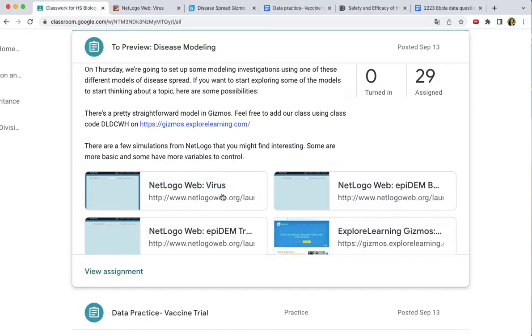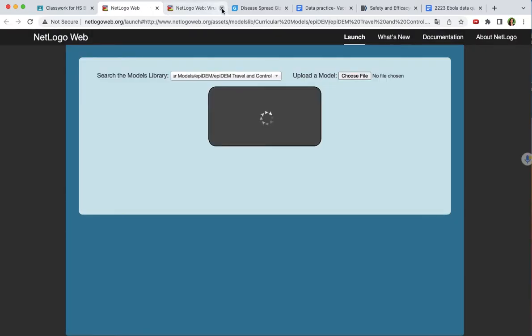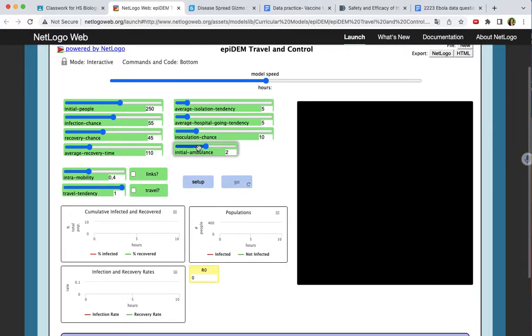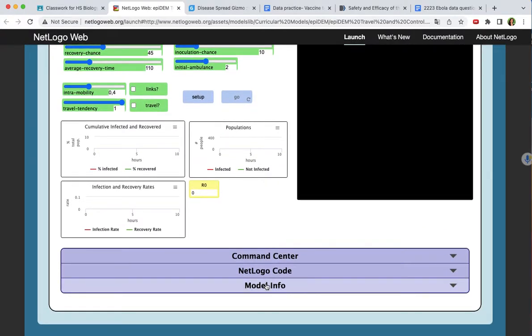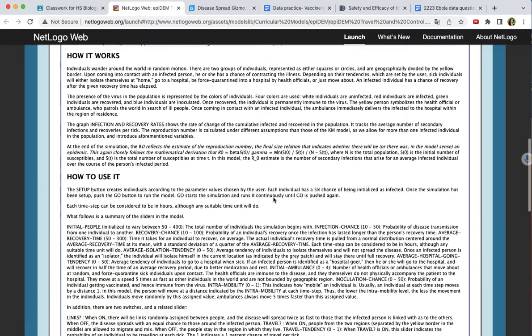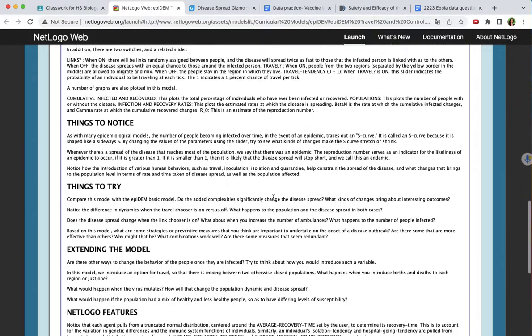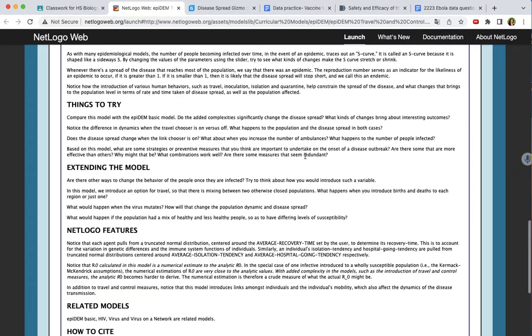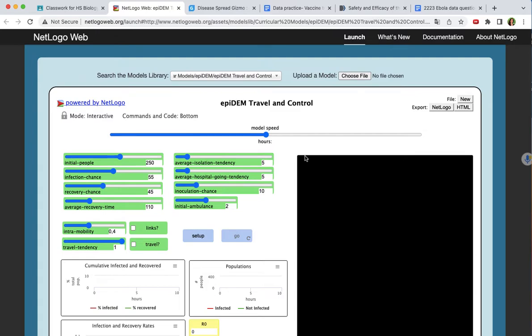So feel free to poke through these. The most complicated one is probably this travel one. There are a lot of different things that you could change in here, but you're trying to pick a question that is challenging but is not insane. So I would, it's like initial ambulance. I don't know what that is, but you can go down here to the model info and it should be able to explain what some of these different things are. But feel free to play around with these a bit and pick a question that you think is really interesting.